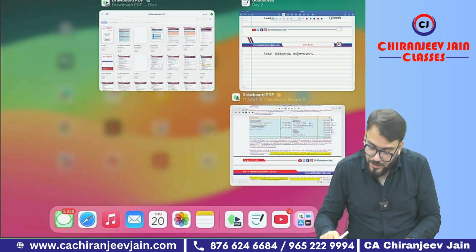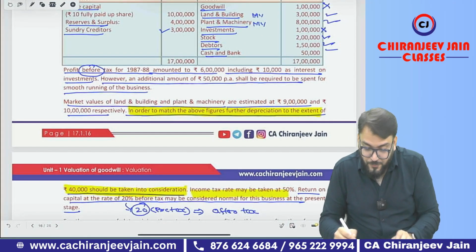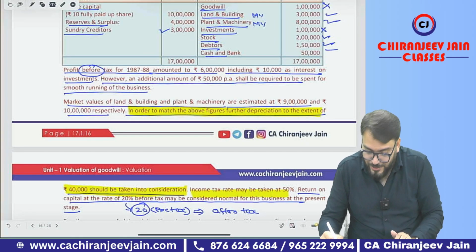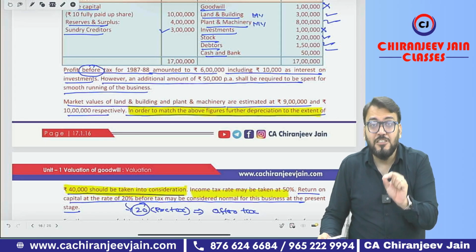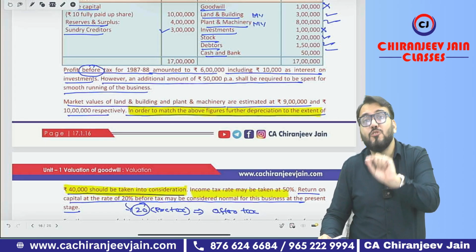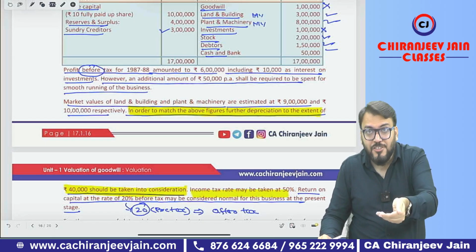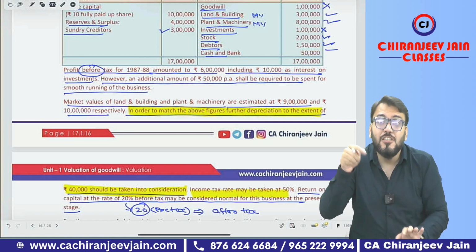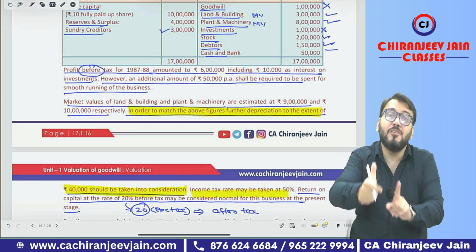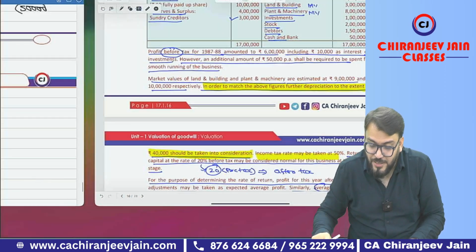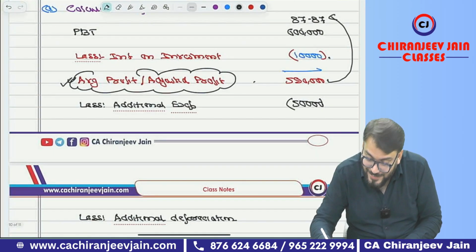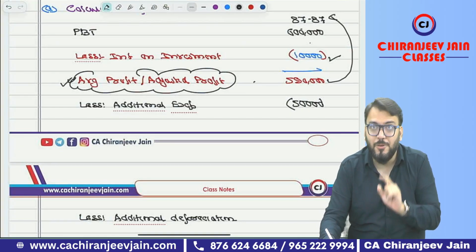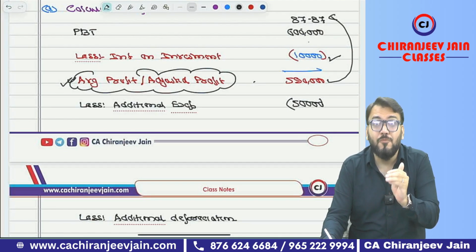How much have they given? Check. In order to match the above figure, this revaluation, future depreciation to the extent of 40,000 should be taken into consideration. This is to convert the past year profit into future maintainable profit. This additional depreciation is not the last year depreciation, it is the future year depreciation. If you deduct it earlier, you are just changing the last year profit, and we can't change the last year profit. You need to understand what to deduct from where.